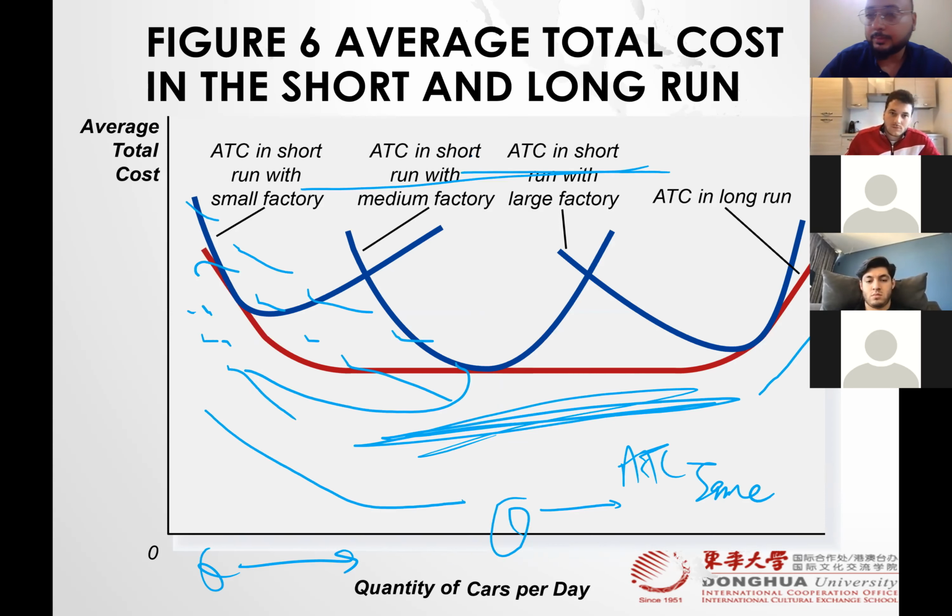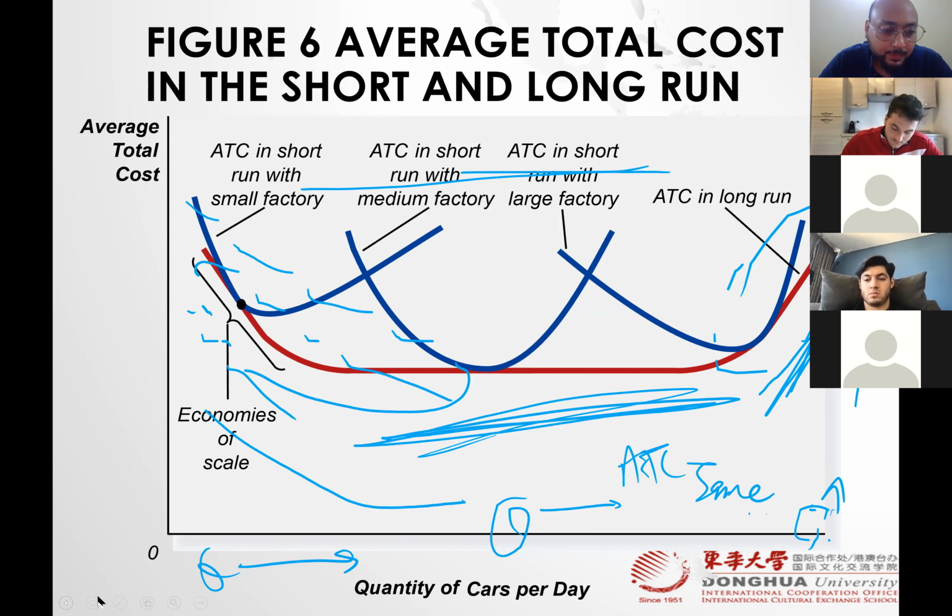And in this area, if you see, when they produce more and quantity increases, then average total cost starts rising. This is diseconomies of scale, right?